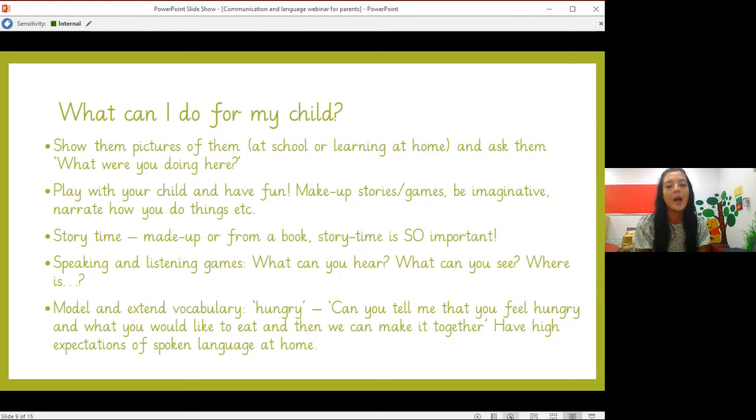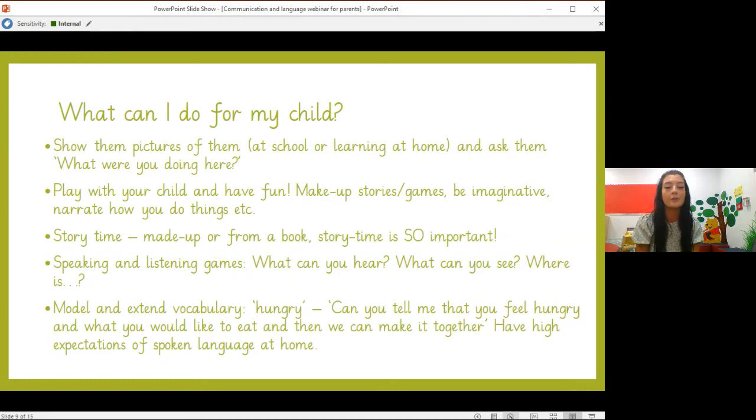Speaking and listening games, these are really important games, and this is something we do every single day in class. So we always ask the children, what can you hear? What can you see? Where is this? Where is that? And we show them pictures, or we go on a walk around the class, a walk around the school, or a walk outside, and we listen to what we can hear and we look to see what we can see. And through these experiences, the children are able to talk about what they can hear and what they can see, because they're experiencing it for themselves firsthand.